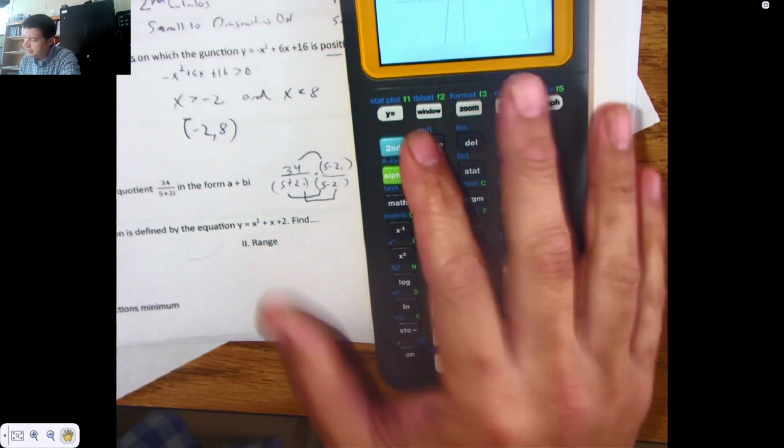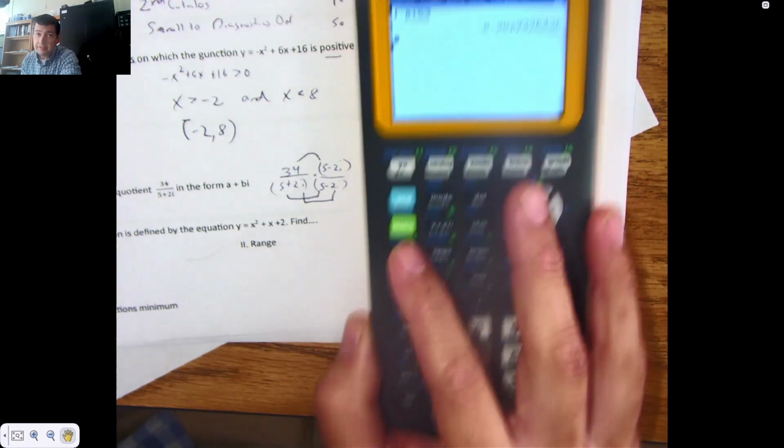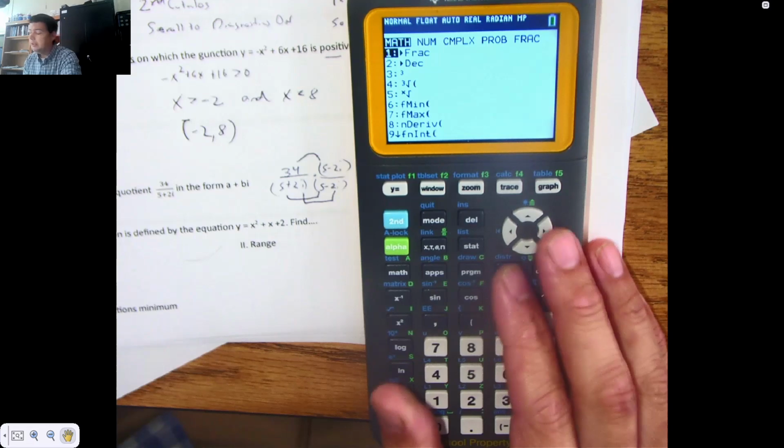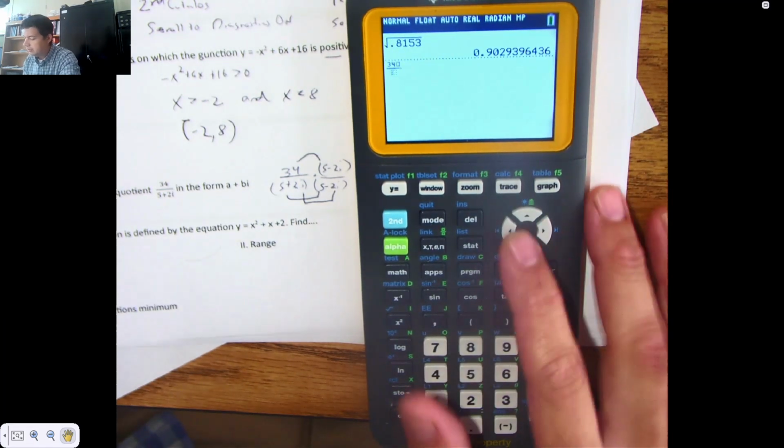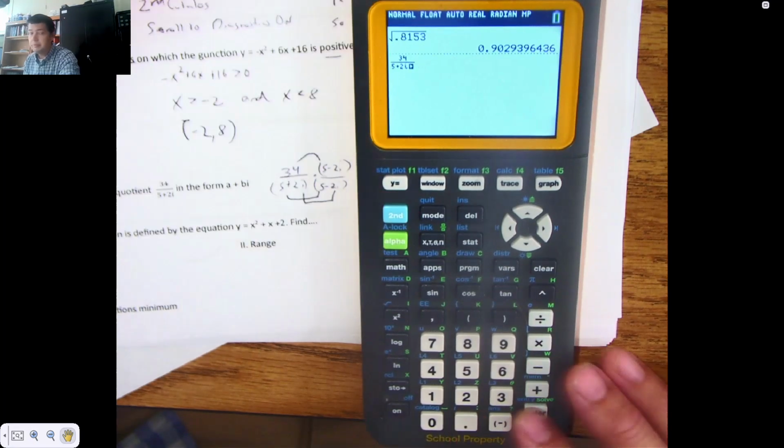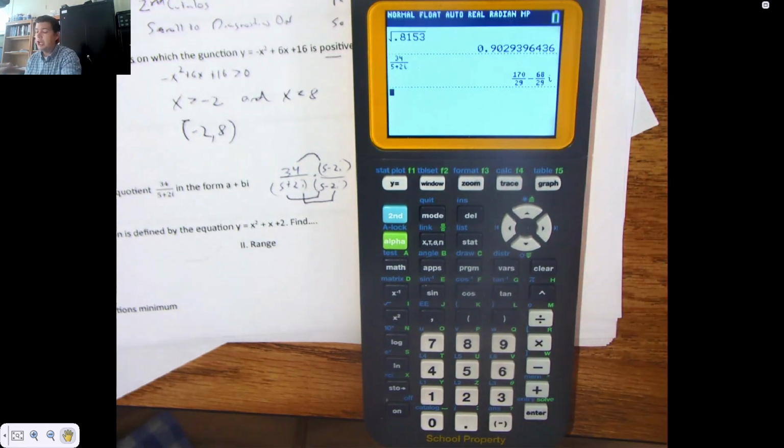You'd be an absolute idiot if you missed this on a test because you have a TI-84 in front of you. You go to math, you go to no, get the up arrow. You type in 34 over 5 plus 2i. And I told you I'd put one of these on here. They'll be missed. Ta-da!